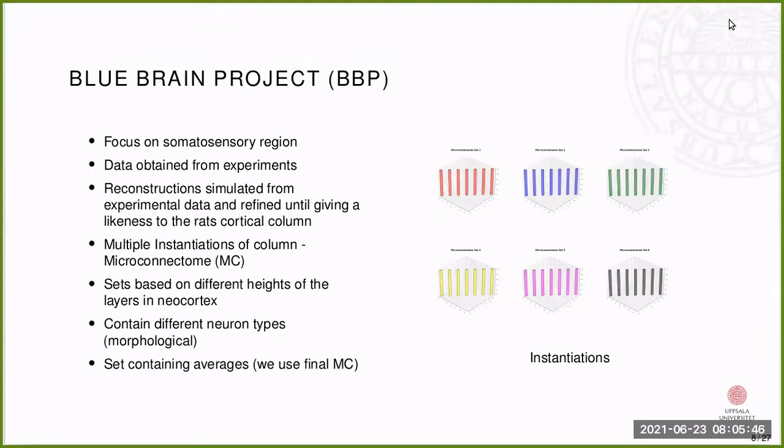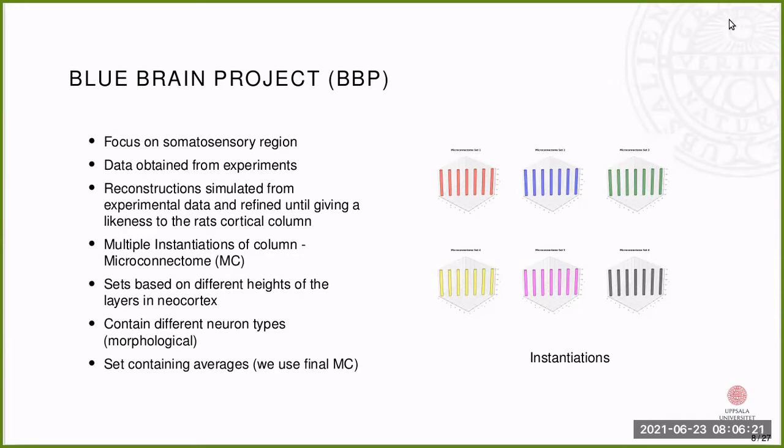Okay, so we come back to the Blue Brain Project. They reconstructed many of these columns, and to be able to reconstruct them, they needed some data to perform these simulations. Each time they performed simulations, they were refining the models further and further until it gave a likeness to a rat's cortical column.